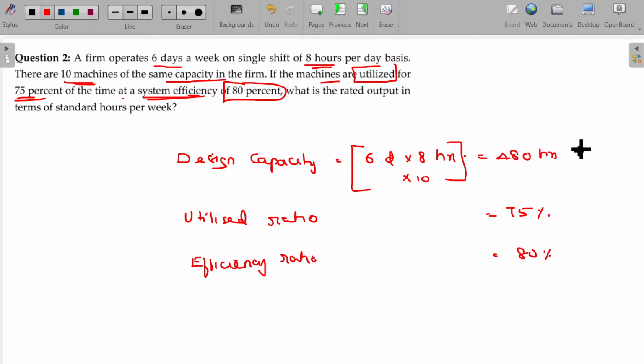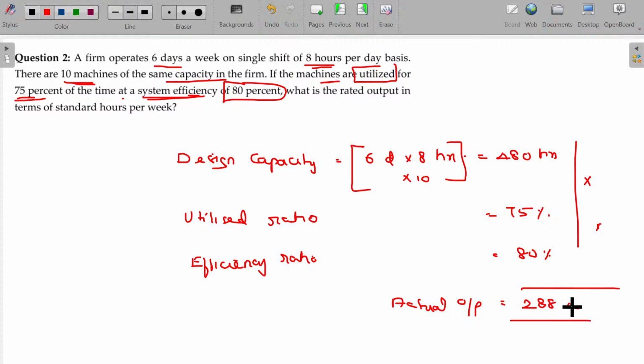Now what you have to do? You have to multiply all three to get the actual output. Actual output: 288 units. Clear?